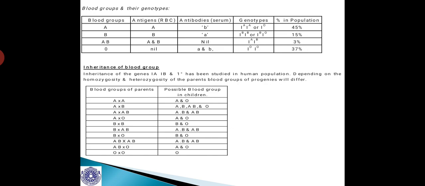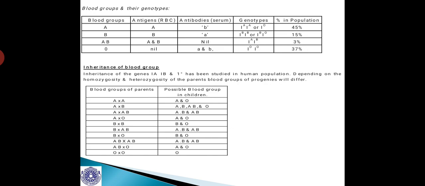And an AB person will have both antigens, as you see in this table, and no antibodies, and the genotype is heterozygous IA IB, and there are only 3% of such people in human populations. A person having O blood group will have no antigens but both antibodies, and the genotype is I0 I0, or small i, and their percentage is about 37% in the human population.